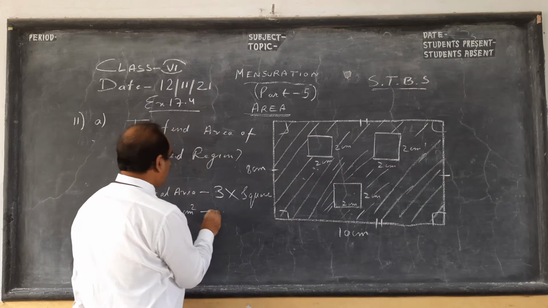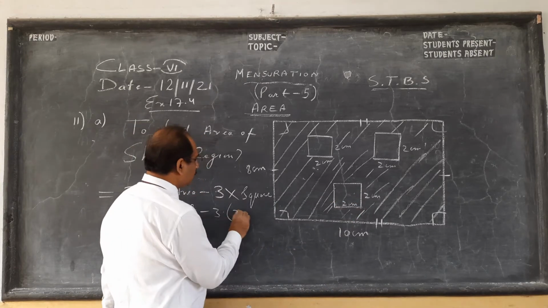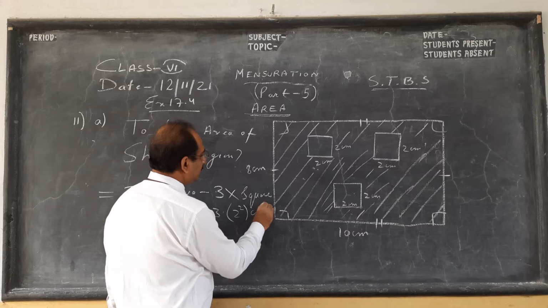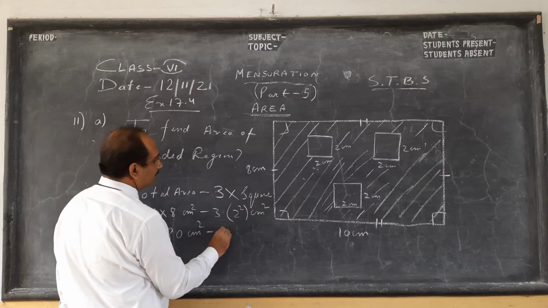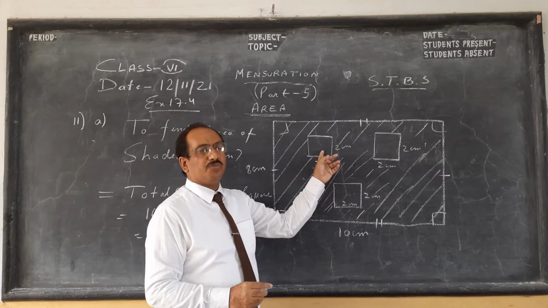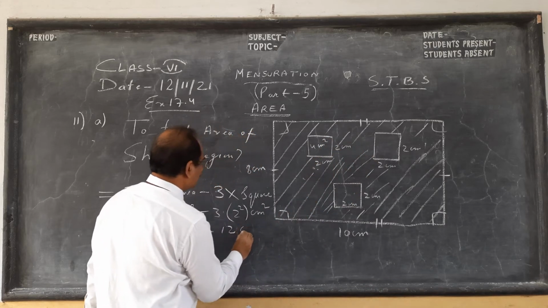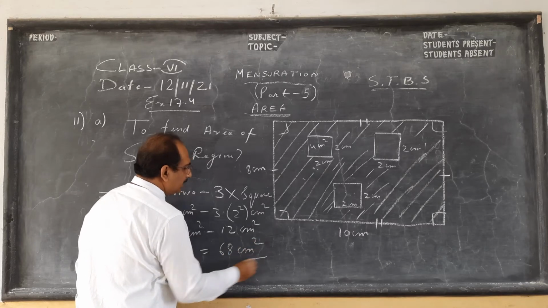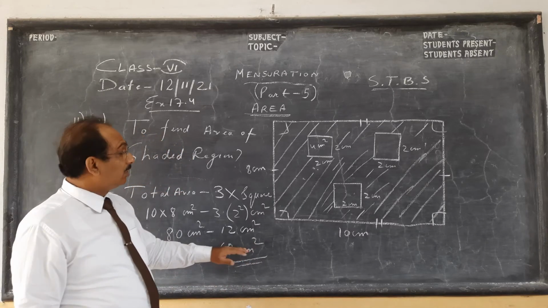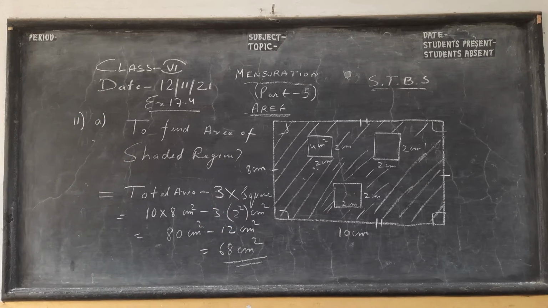80 minus 3, and each square, children, is 2 into 2, length square. So here we get 80 centimeter square minus 3 fours are 12. Each one has area 4 centimeter square, so 12 centimeter square. If you subtract, you get 68 centimeter square. Please give the units. These are not just numbers, children. So kindly pause the video and copy. Then I'll move on to another very interesting question.